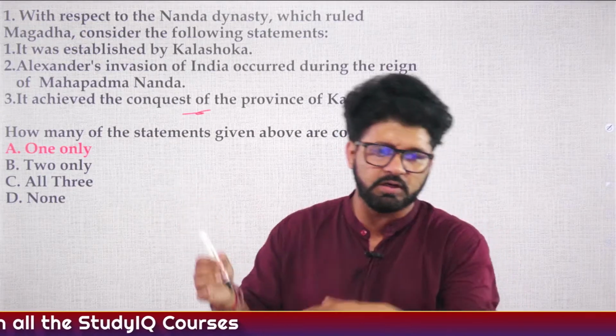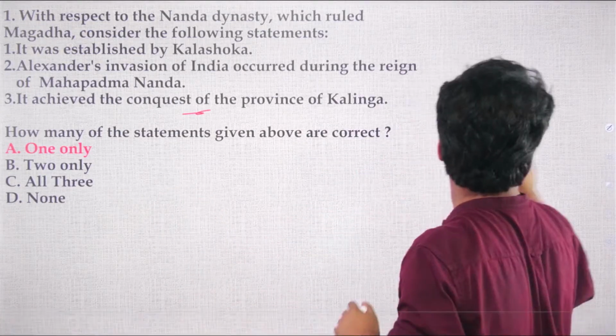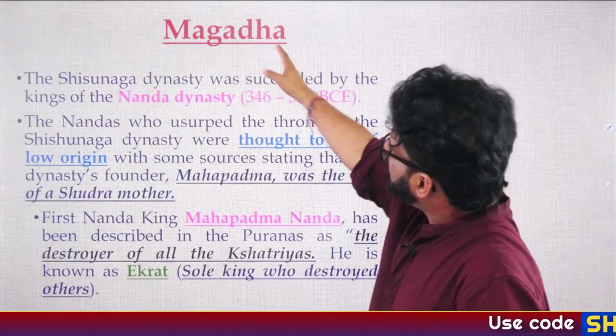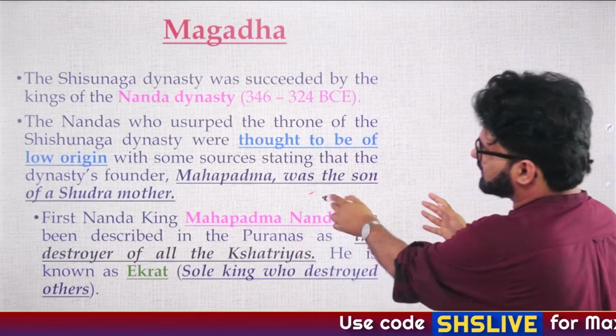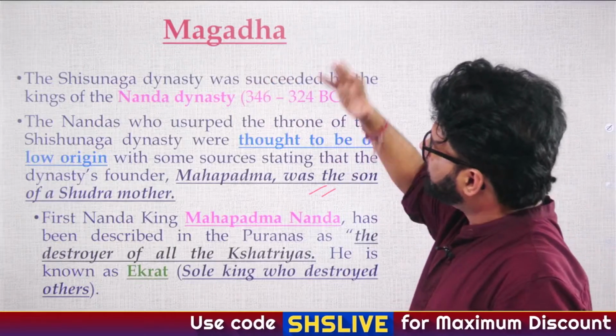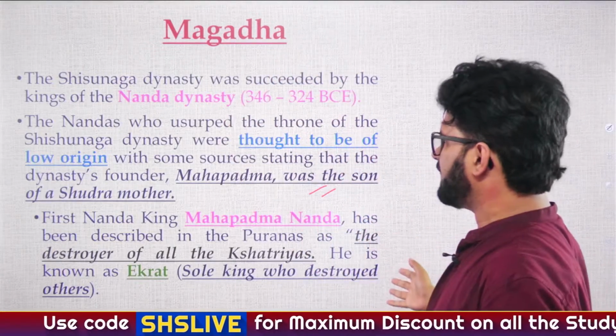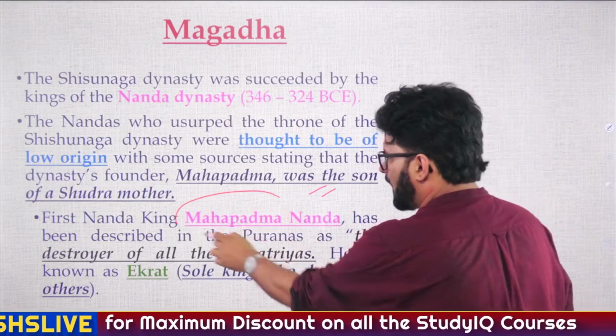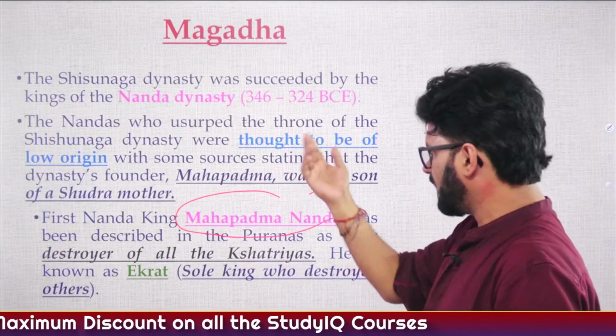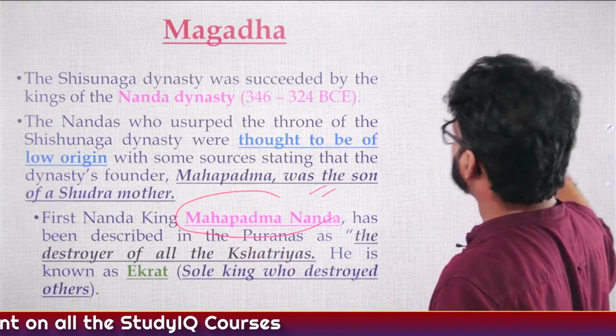Second Buddhist council, Kalashoka, as Umesh is saying. Very good. So Magadha, and again, this is a previous slide which I have taken from the Magadha and Mahajanapada lecture which we had done earlier. The first Nanda king was Mahapadmananda, not Dhananand or Kalashoka, whatever they have written. And then what else?